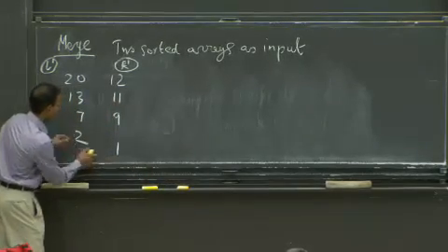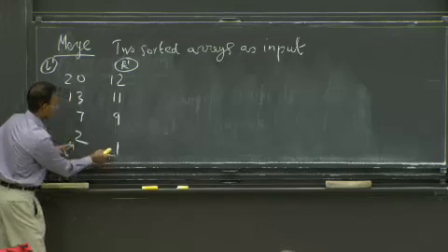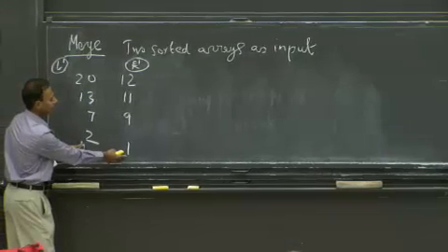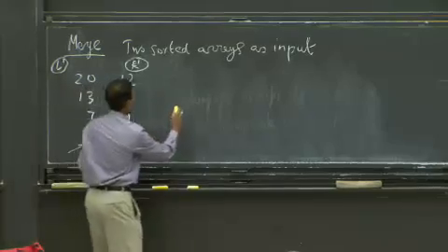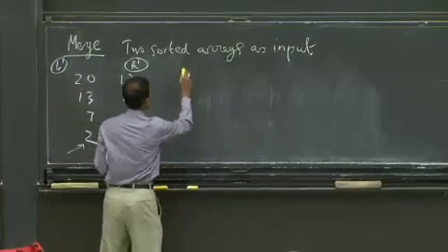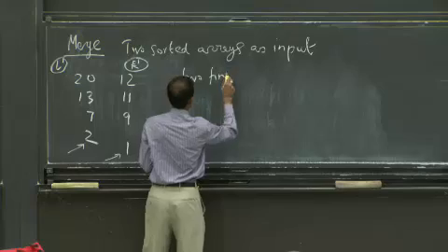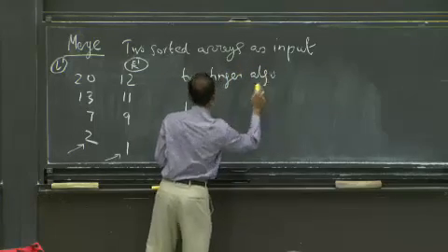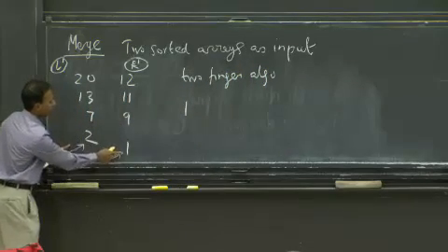OK, so start out here. I look at that, and I compare 2 and 1. Which is smaller? 1 is smaller. So I'm going to write 1 down. So this is a two-finger algo for merge, and I put 1 down.